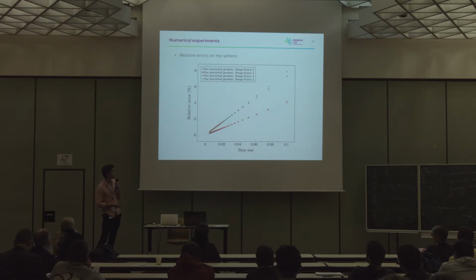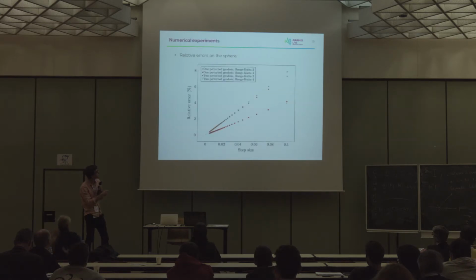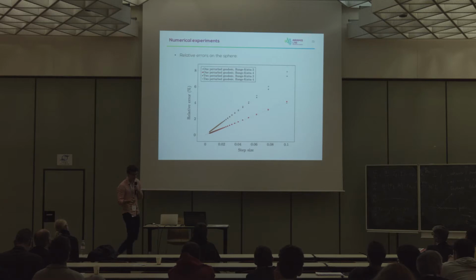So we implemented this on the sphere to compare the output of the numerical scheme with the ground truth, and we do recover a linear behavior. And we could investigate some of the variations that I detailed, being using a single perturbed geodesic or a higher order Runge-Kutta scheme. And the differences are not very important, less important than in the next case I'm going to present.